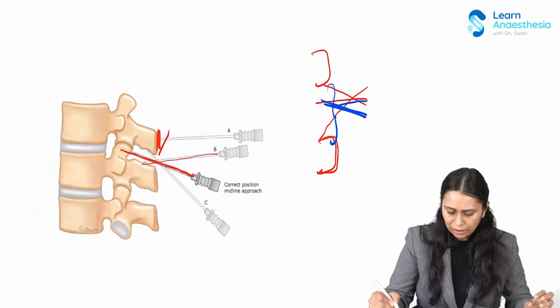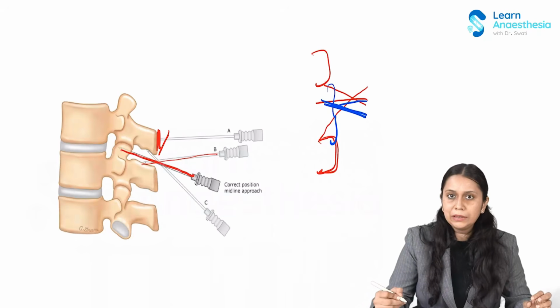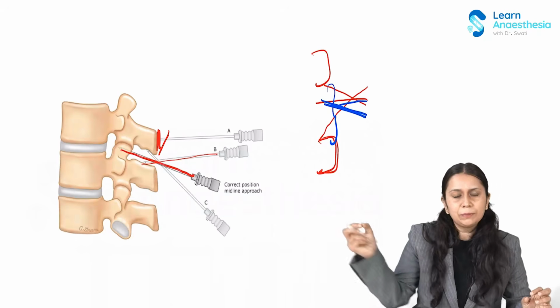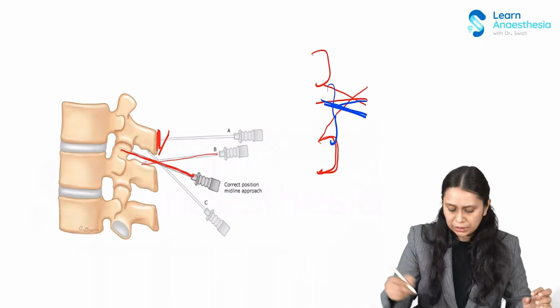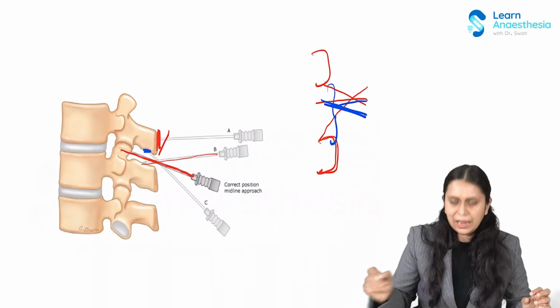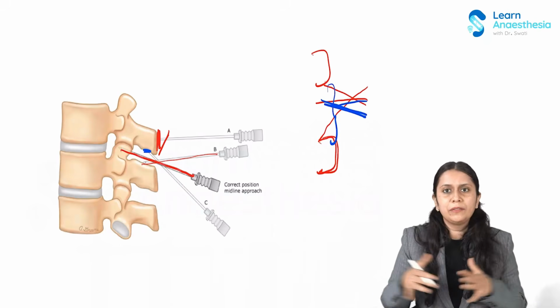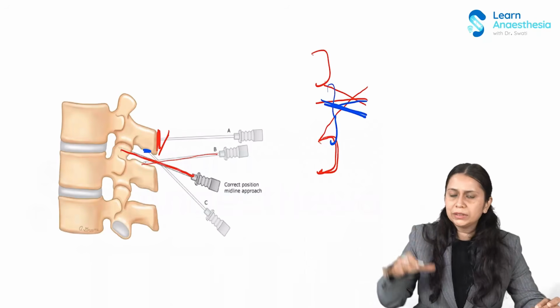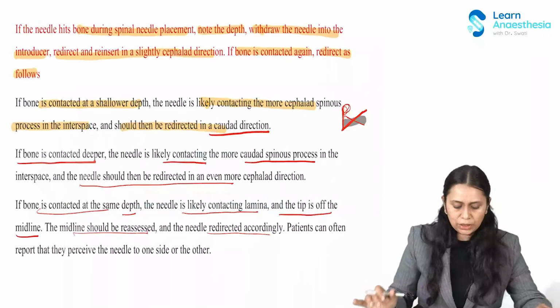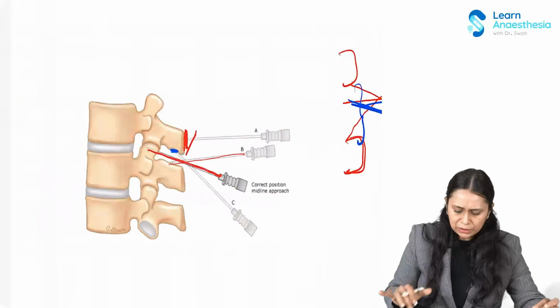If I am coming across the bone at the same depth, it is most probably the lamina I am hitting. So maybe I am away from the midline. Again, I have to reassess the midline. So we have to fine adjust the needle.